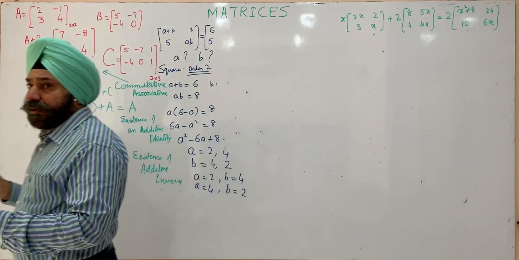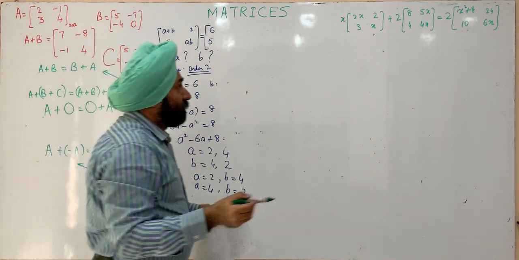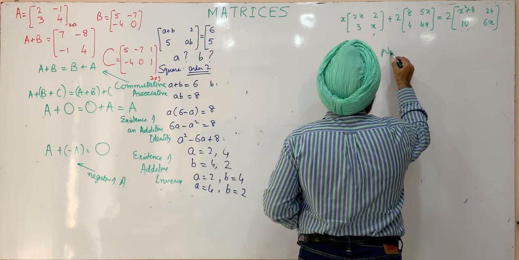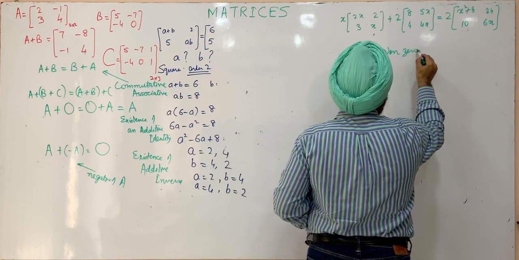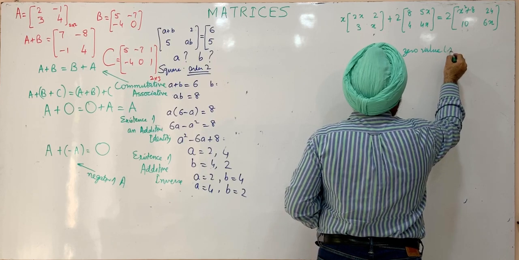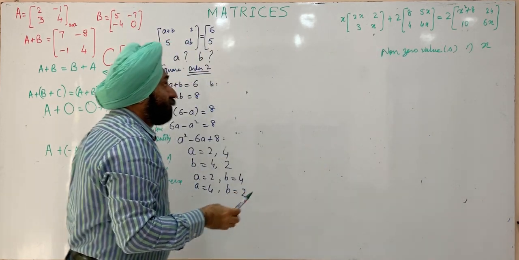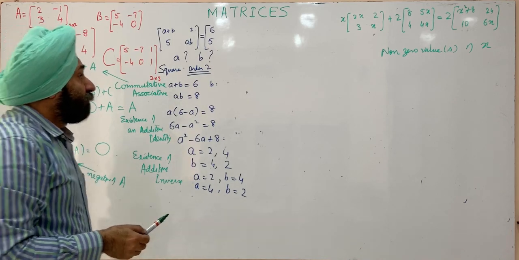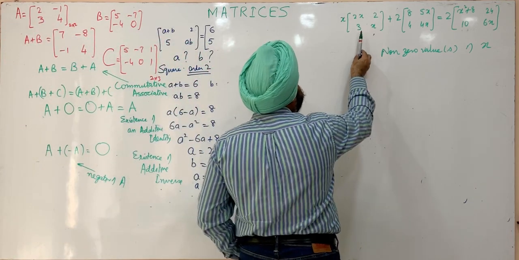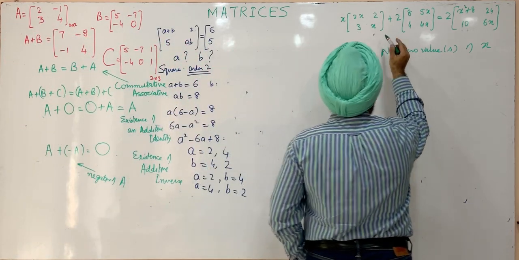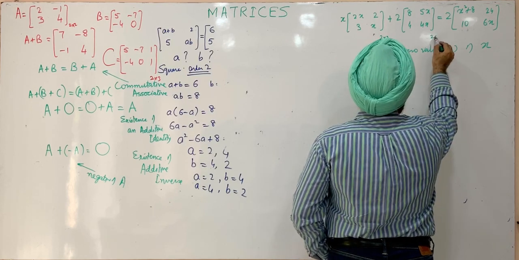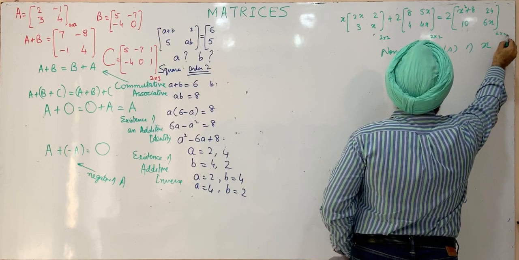We have to find non-zero value of x here. Question is, find out non-zero value or values of x. This is the question. Let's solve it. So this is matrix of order 2 by 2. Same 2 by 2. This is also 2 by 2.